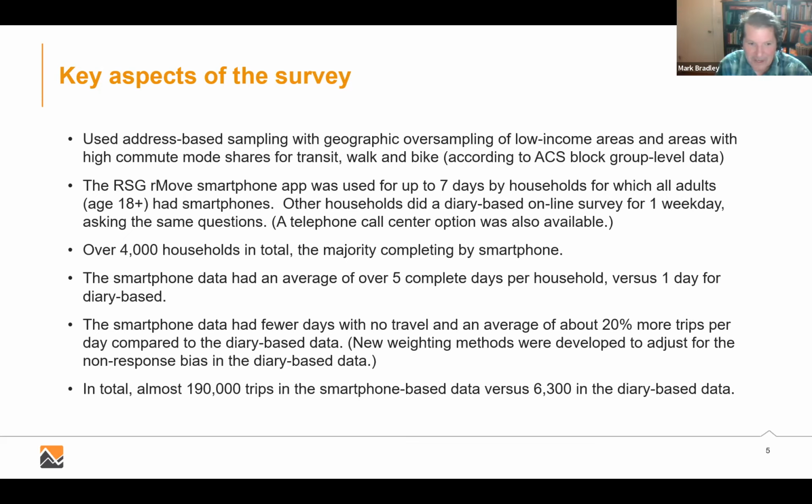Most people enter their trip details within a few hours of making the trip instead of waiting till the end of the day to report them all. It's the kind of thing you can do while you're waiting in line at the coffee shop or the store or wherever. So in total, there were almost 190,000 trips in the smartphone-based data versus 6,300 in the diary-based. So most of the trip data and tour data is from the smartphone-based, and some of that's on weekends, which we didn't use in the modeling.